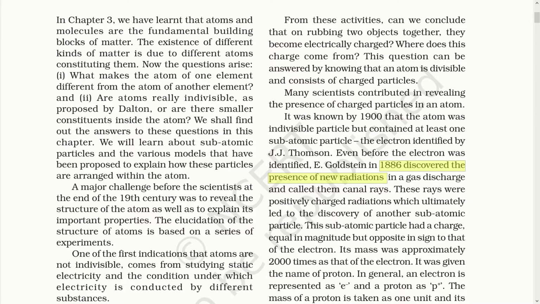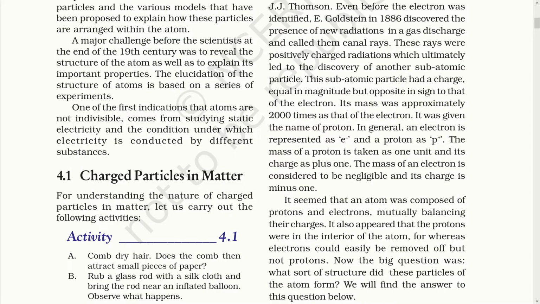This subatomic particle had a charge equal in magnitude but opposite in sign to that of the electron. Its mass was approximately 2000 times that of the electron. It was given the name proton. In general, the electron is represented as e and the proton as p. The mass of the proton is taken as 1 unit and its charge as +1. The mass of the electron is considered to be negligible and its charge is -1.